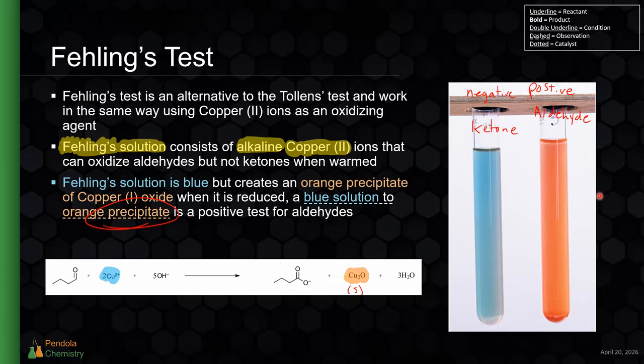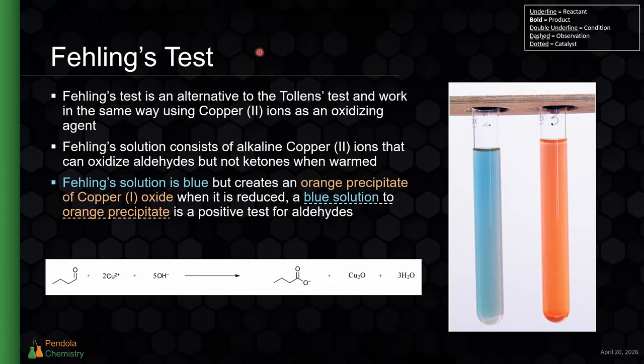And notice it can be very hard to see here, but this is a clear solution. It's blue, but you can see through it. Whereas this orange solution in the bottom, you can see here, you have a solid there. So it's a solid orange precipitate that is floating around in that solution. Again, it does the exact same thing as the Tollens test. It differentiates between an aldehyde and a ketone, just in a different way, with a different observation. Not as cool of an observation, in my opinion.